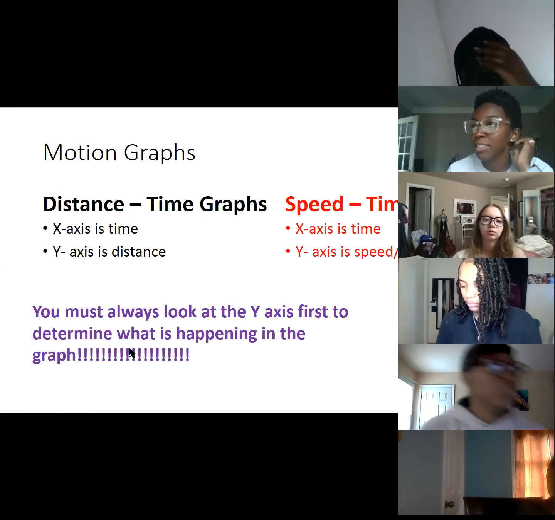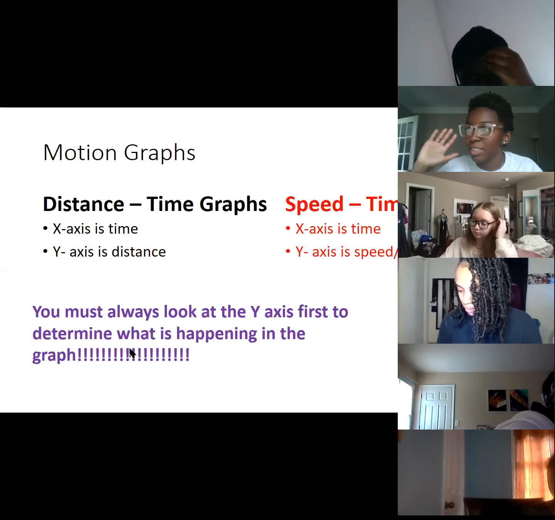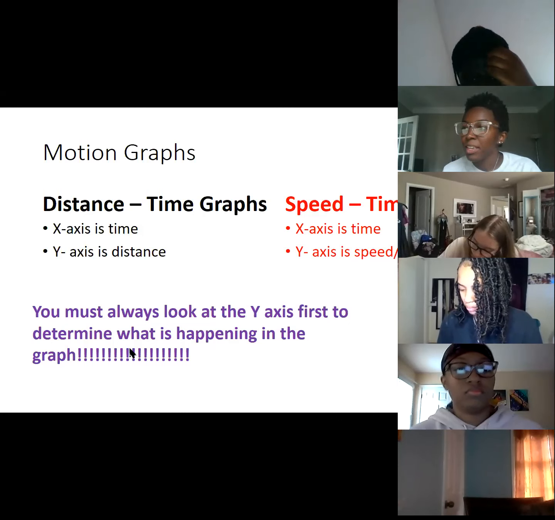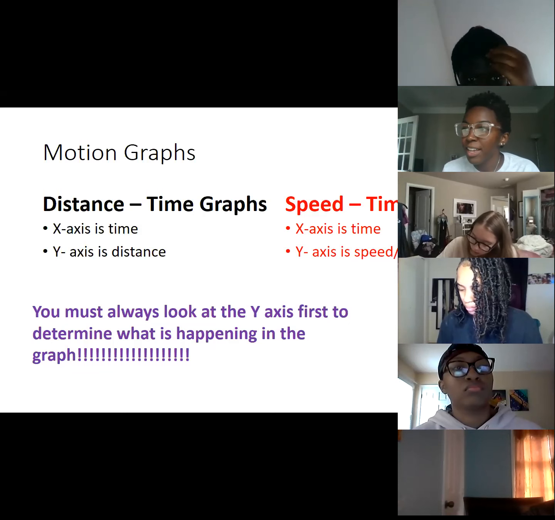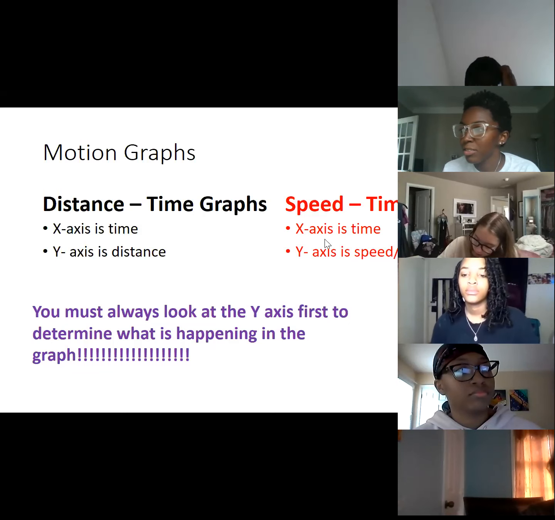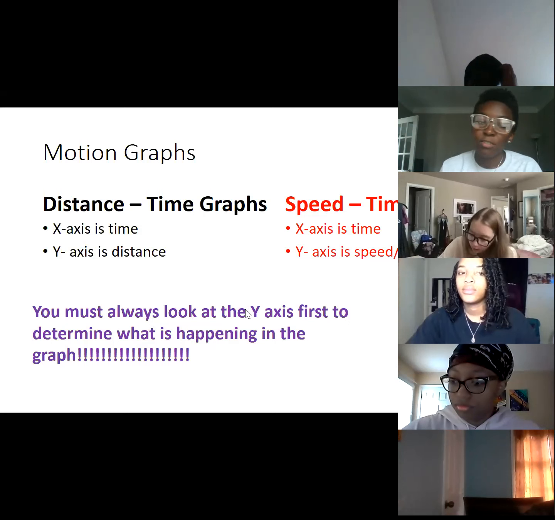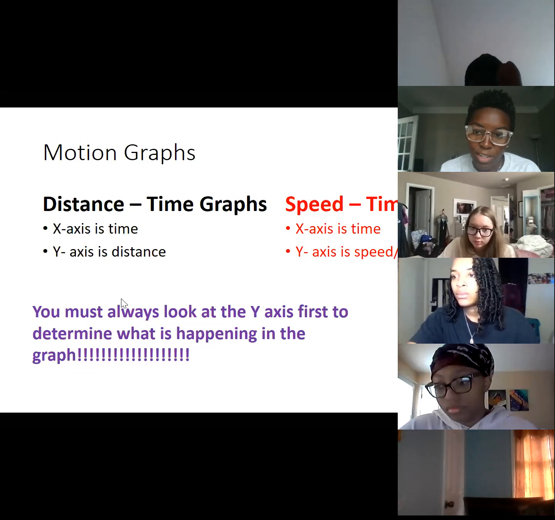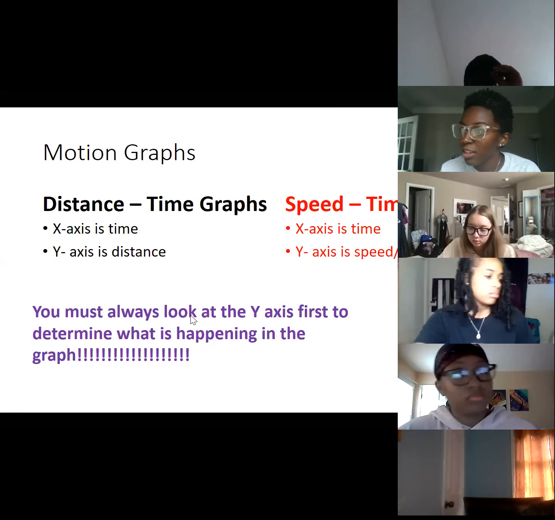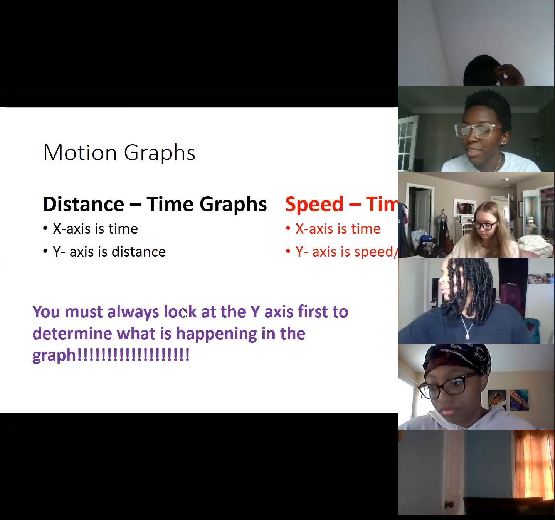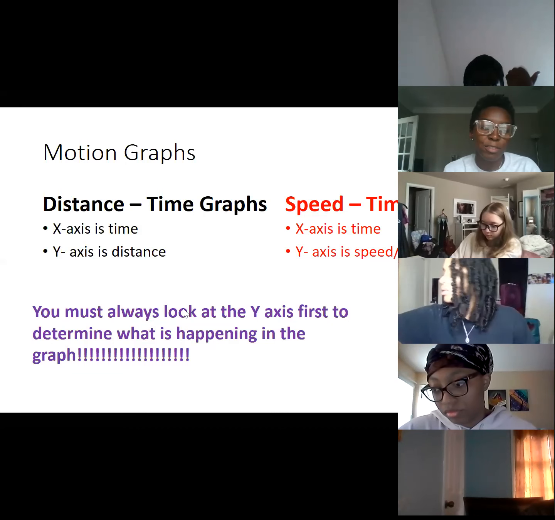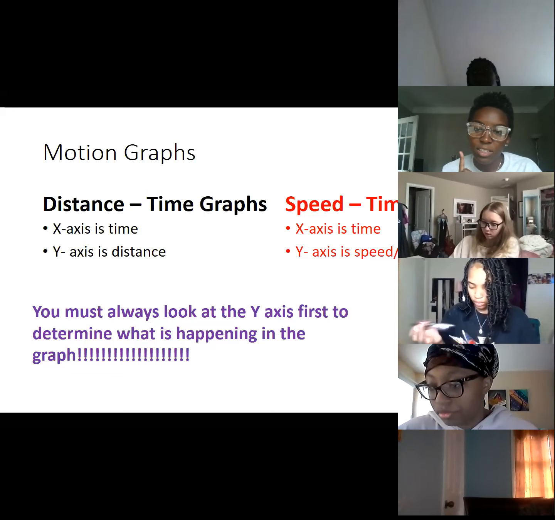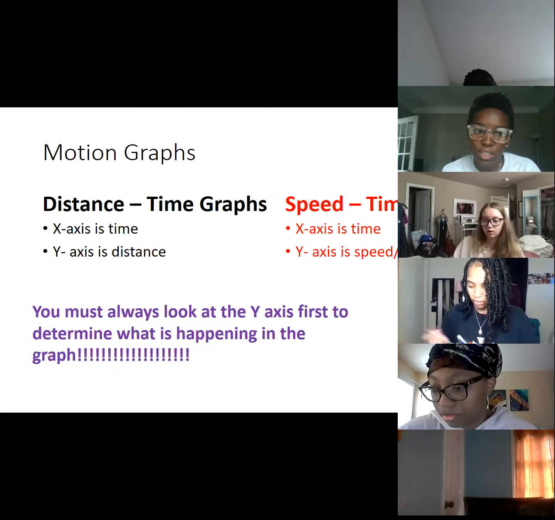And we're on a slide that says motion graphs, and it says distance time graphs, and then in red it says speed time graph. All right. So the big thing is on the x-axis, it'll always be time. So if you want to make a note, always look at your y-axis. That's what I want you to write a note about. Always look at your y-axis, because that helps us determine what's actually happening on the graph.